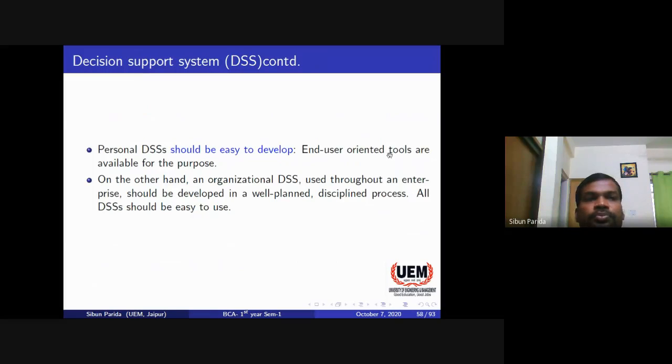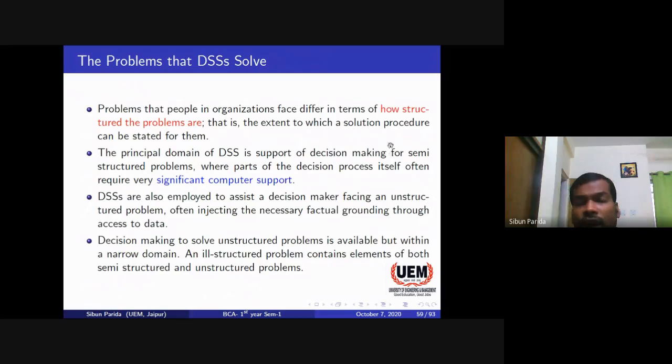Now, the problems that arise: how does the decision support system address them? The problems that people in organizations face differ in terms of how structured the problems are, because analyzing the structure of a problem is very clumsy. If I give you a problem, what sort of problem is it? Is it related to a financial problem, a technical problem, a support system problem? Analyzing that problem is quite difficult and tricky. That is the extent to which the solution procedure can be started.